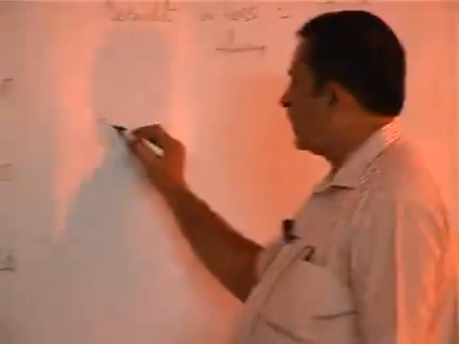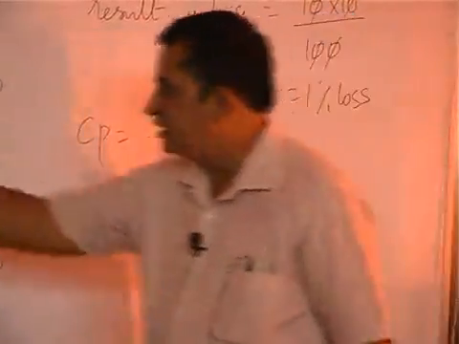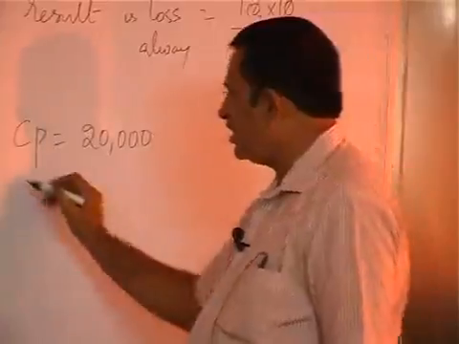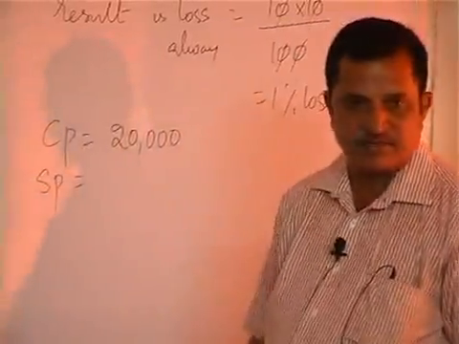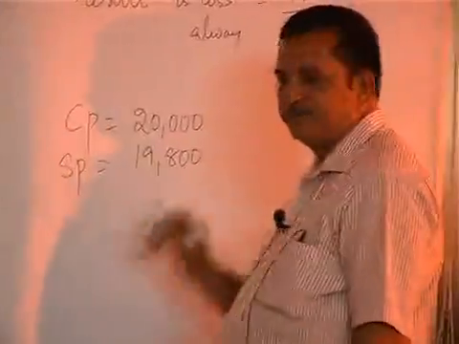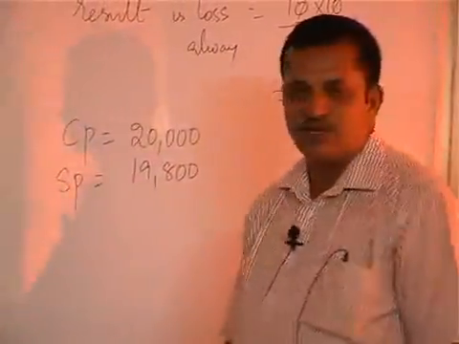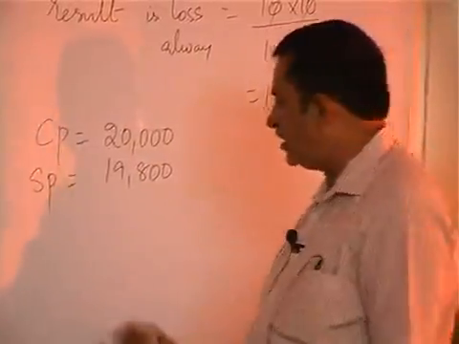Now I calculate my total business. What is the investment? Cost price: 9,000 plus 11,000, that is 20,000. After selling, how much did I receive from both the horses? 9,900 plus 9,900, 19,800. Investment is 20,000. Selling price put together is 19,800.